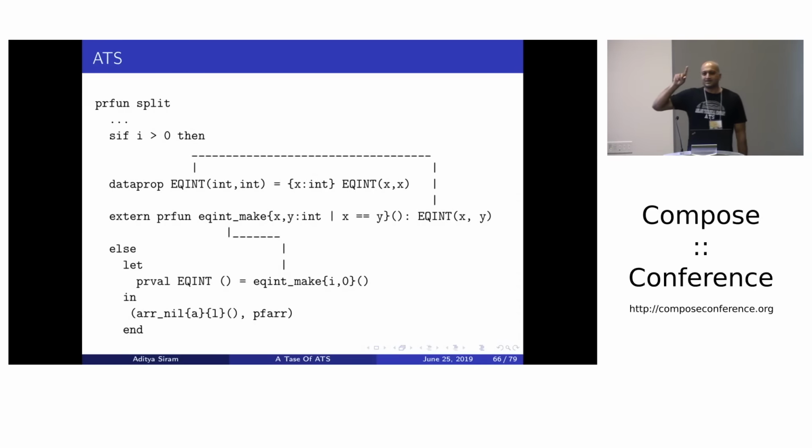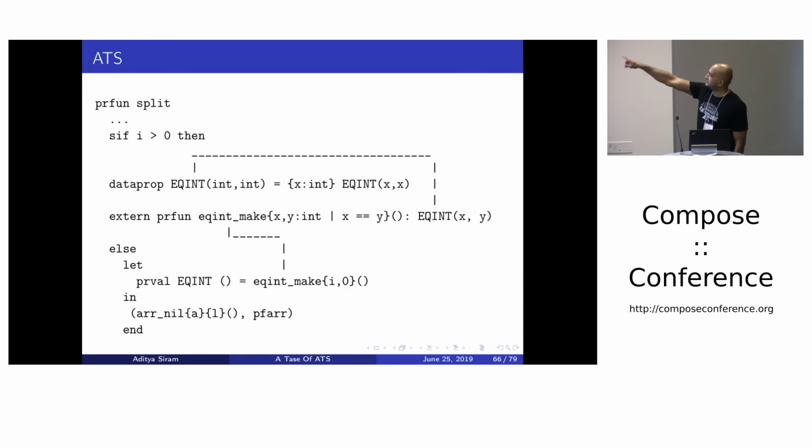So a data prop is to the proof level what a data type is at the term level. ATS has sort of sum types at every level that it operates on. It has a sum type at the term level, which is a data type. There's a sum type at the type level, which is a data sort. There's a sum type at the proof level, which is called data prop. And that's as far as it goes, by the way. There's no more after that.